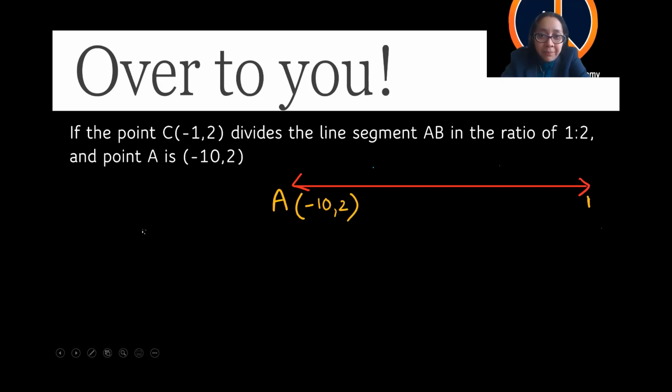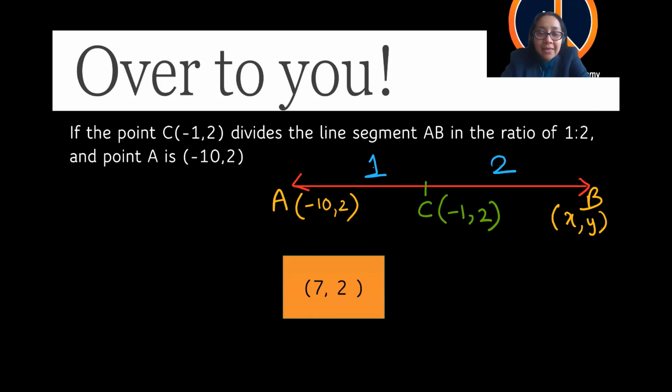So this is A and B. A and B are given as minus 10, 2 and minus x, y. So you don't know the value of x, y. And here, this is the point C, which is dividing the particular line segment in the ratio of 1:2. So this is 1 and this is 2. Now you have to calculate the value of x and y. So you can apply the knowledge of section formula, but here minus 1 and 2 are given. You have to find out x and y. Use section formula, be quick.